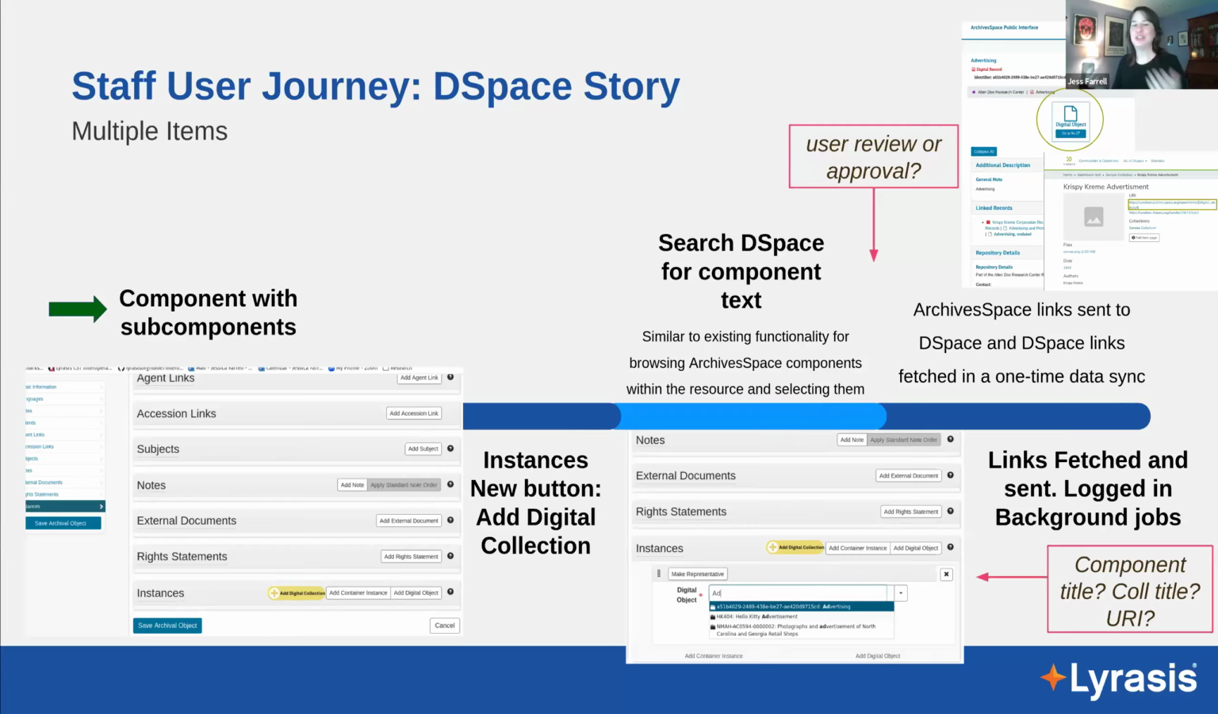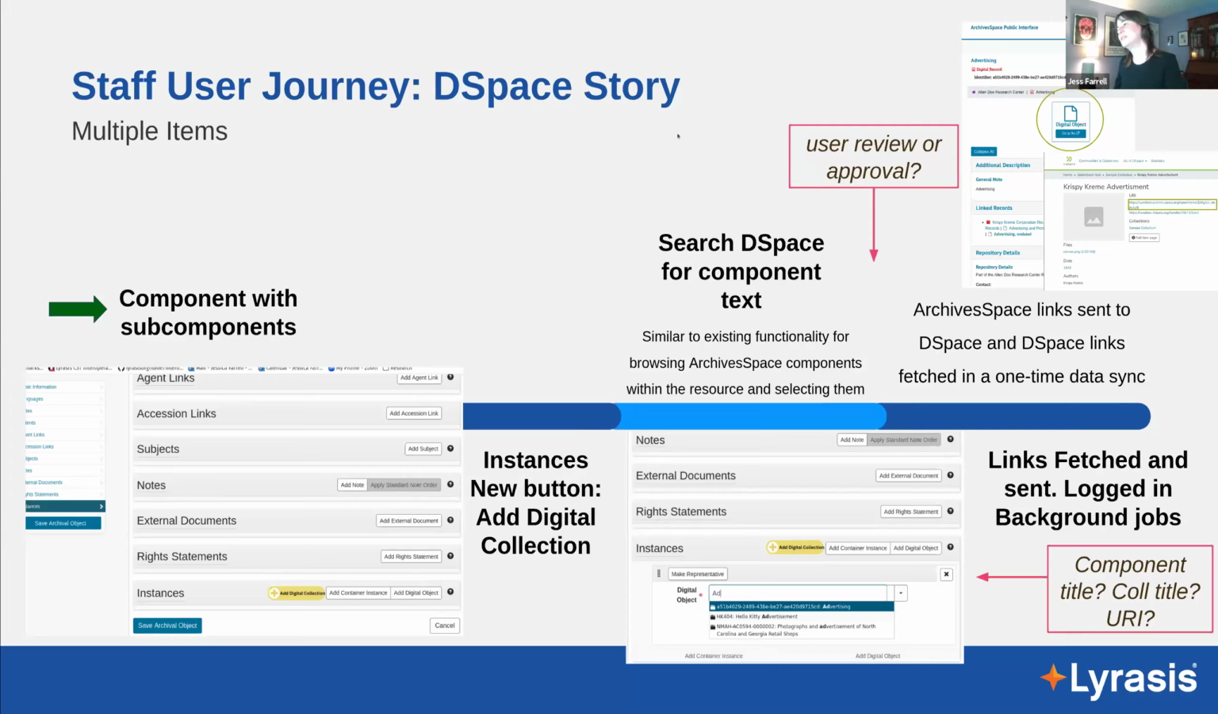I am very curious to hear from folks how you would imagine matching up metadata between these two systems. I imagine you don't want to have to find the DSpace URI and copy that in, although that might be the cleanest and best way to get the right link. So would you want to search the component title, the collection title, the URI, or would you like for that to be configurable on your ASpace level so that you can choose which field in DSpace that bar would search? So those are some questions I have there.